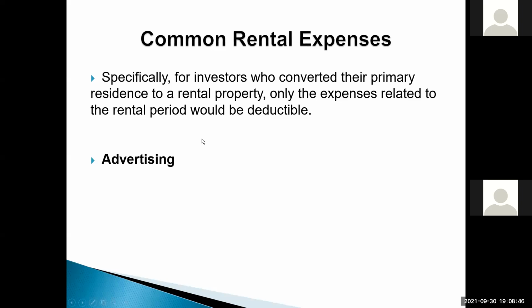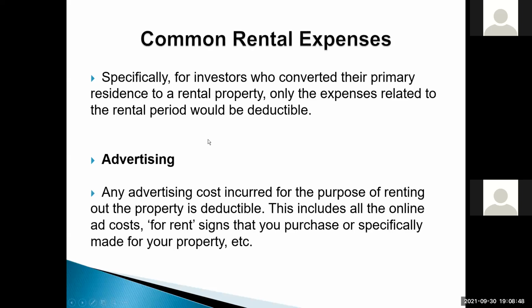So first expense, we're going to cover advertising. So this covers the things that you normally think of, but it also includes online ads, for rent sign that you purchase and put out, anything of that nature.